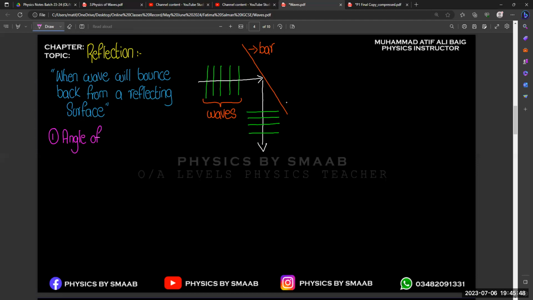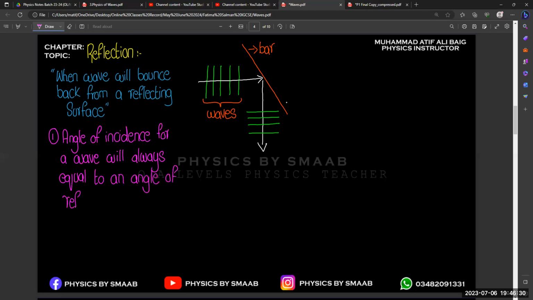The angle of incidence for a wave will always be equal to the angle of reflection. I'm going to tell you how to measure the angle in the diagram. So the postulate is: the angle of incidence for a wave will always be equal to the angle of reflection. There is a concept of angle, and I'm going to find the angle.